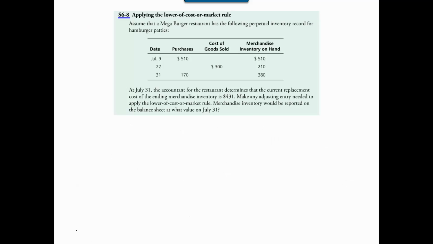This is showing me after a couple transactions, this is what I had. The merchandise balance on hand. So this is the cost to me. This is the current replacement value, so that's the market. So right now the cost is already lower than the market, so there's no adjustment needed. And the balance that's going to be reported on the balance sheet is cost. The cost is already reported, so the $380 is what's reported on the balance sheet.